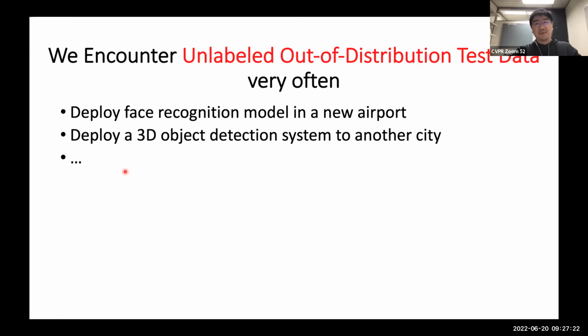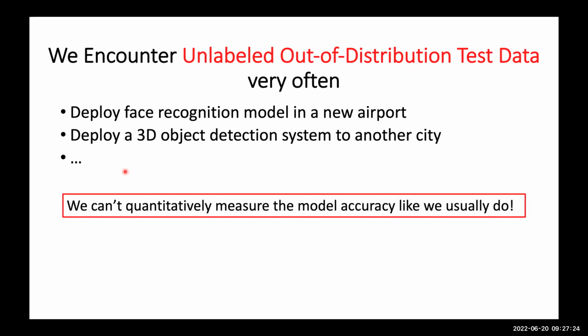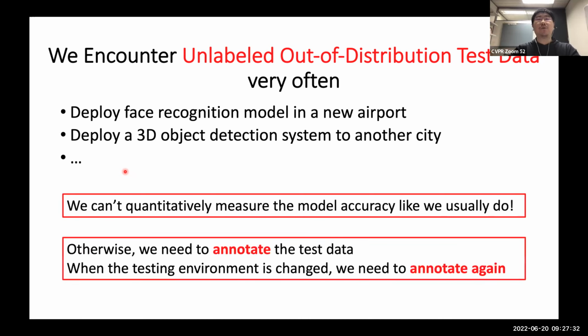In these scenarios, we can't quantitatively measure the model accuracy like we usually do. If we want to measure the model accuracy, we usually have to annotate the test data. But the test environment keeps changing, so we need to annotate data again and again. That's very expensive to do. So this is the problem that we are looking at. That is, can we evaluate our model's performance on unlabeled out-of-distribution test data?